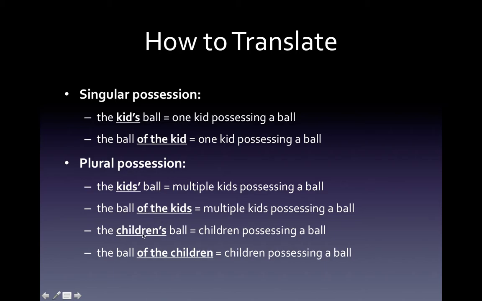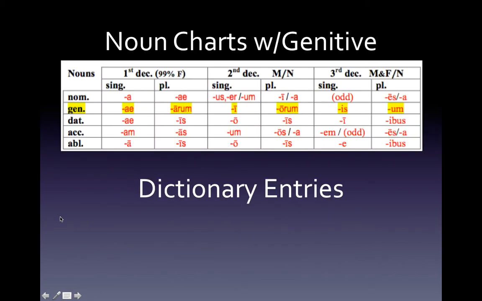When you have a plural that doesn't end in S, it's apostrophe S to show possession. So this is children possessing a ball. If you want, you could do the of version, the ball of the children. Again, that's children possessing a ball.